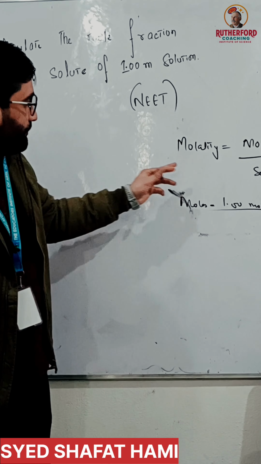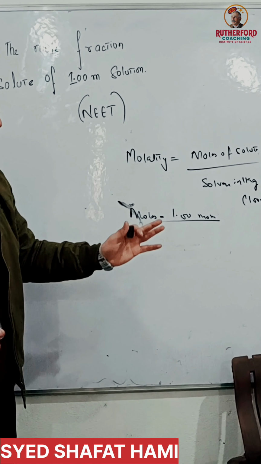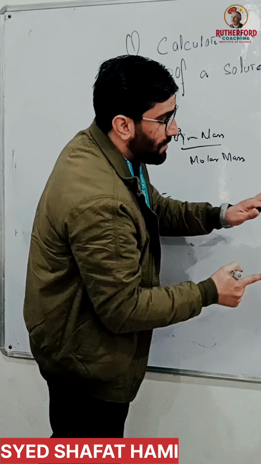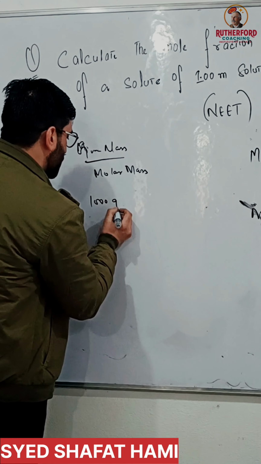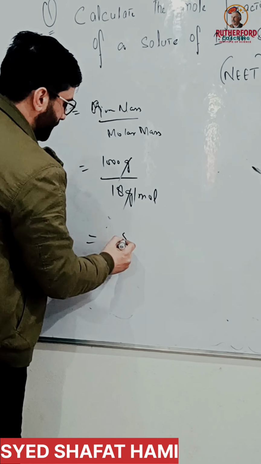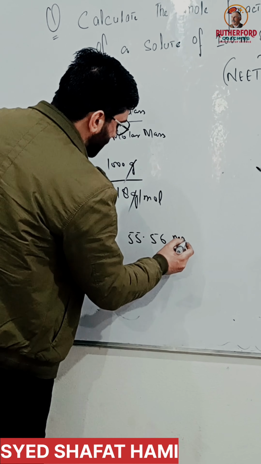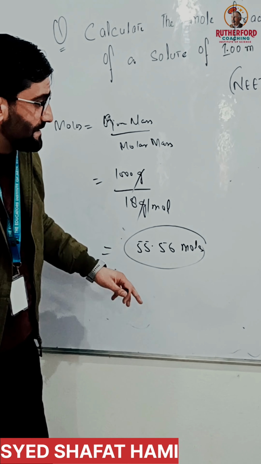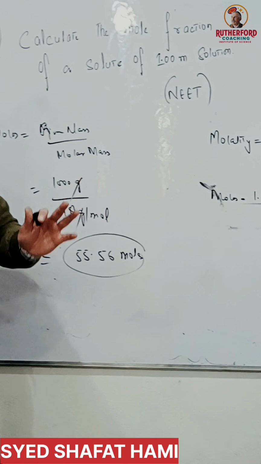What we need to do is calculate the moles of the solvent, which is water here. The moles of solvent can be calculated by the formula: given mass divided by molar mass. The given mass of the solvent, water, is 1000 gram, divided by the molar mass of water, which is 18 gram per mole. Gram will be cancelled here, and the answer will become 55.56 moles. These are the moles of the solvent, which means water. In 55.56 moles of water, 1.00 moles of solute are dissolved.